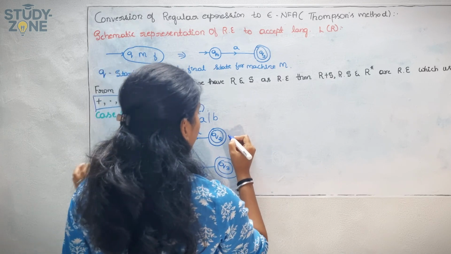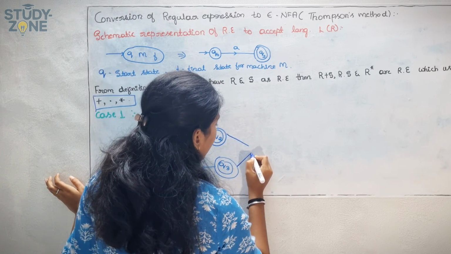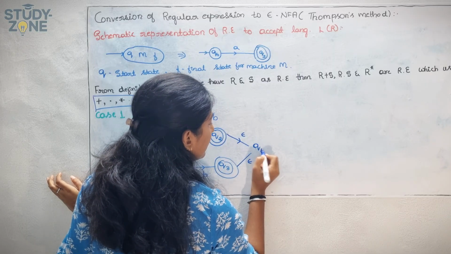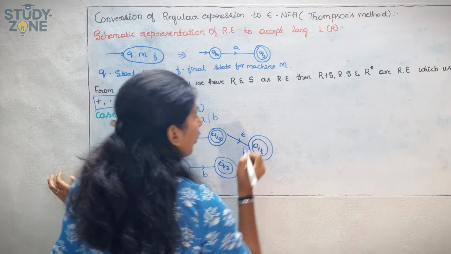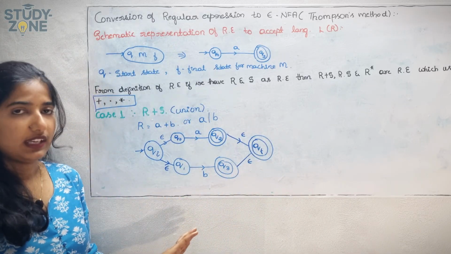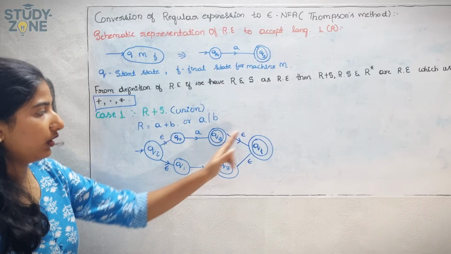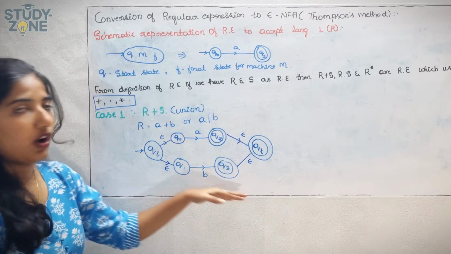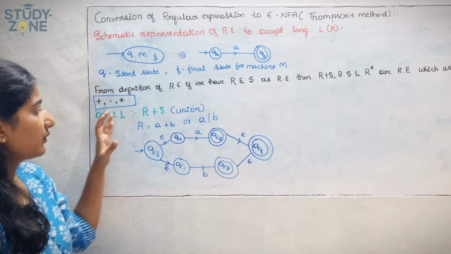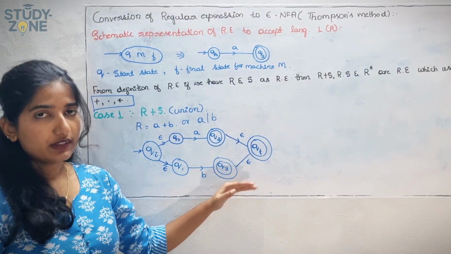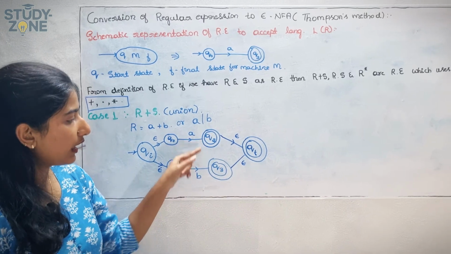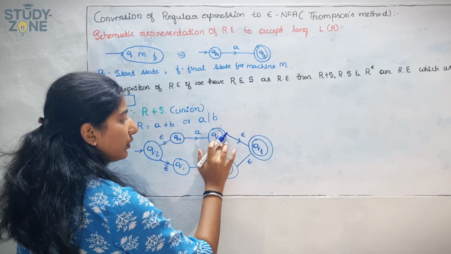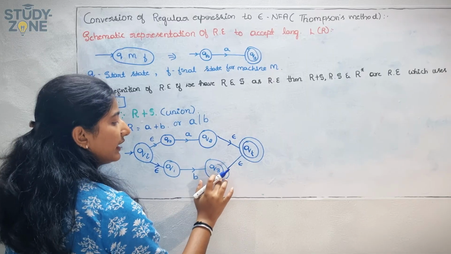And then we have a common final state. Okay, so 2 epsilon transitions equal 4 epsilon transitions. Either we have to select this one or we have to select this path. Okay, this is for R union S. So we got it like this for the final state. Now is there a need for these two final states? No, right? We have a common final state, so we don't need these two final states.